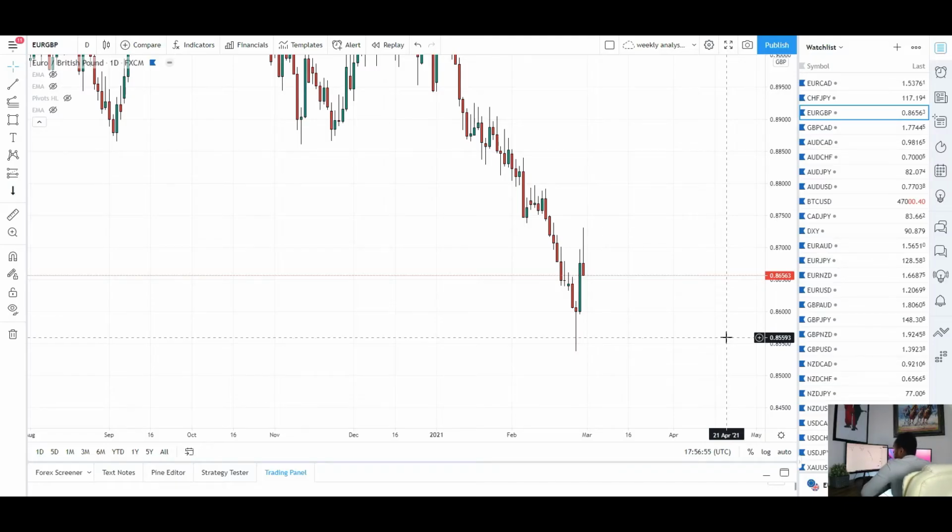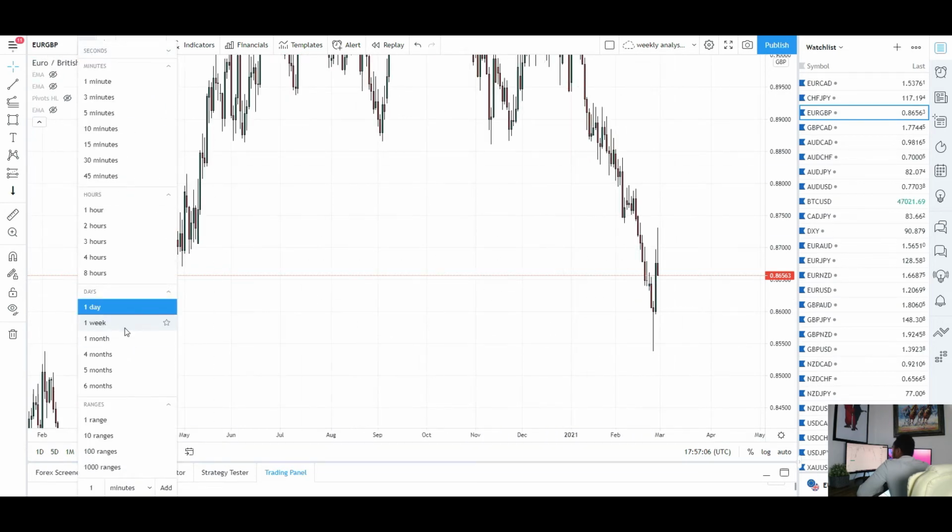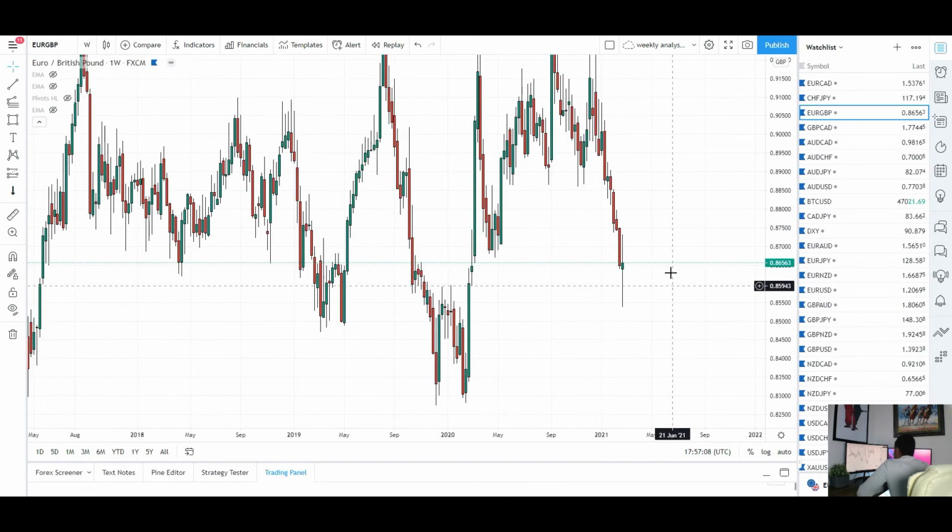Okay, so for Euro GBP this week, we saw a really strong push to the downside. Price came all the way to 0.86, found support there, bit of a wick to the downside, and then we took off to the upside. So it does look like for Euro GBP, we could be seeing a push to the upside here.